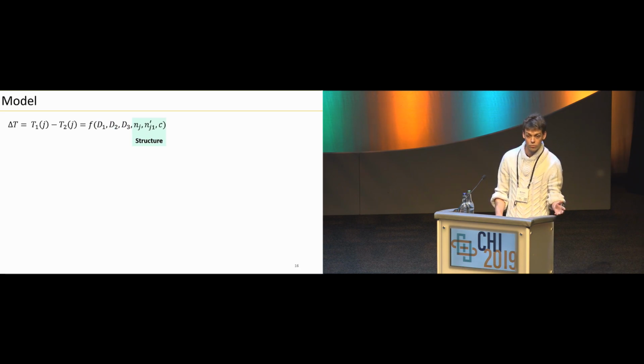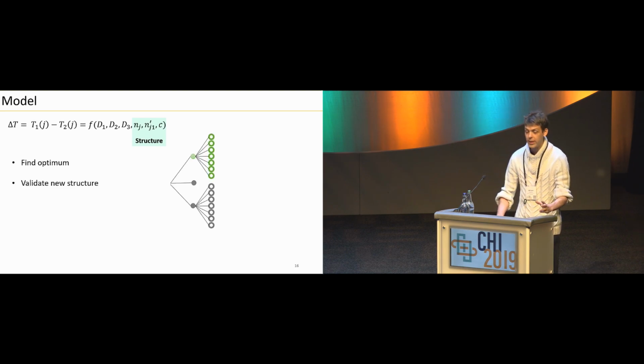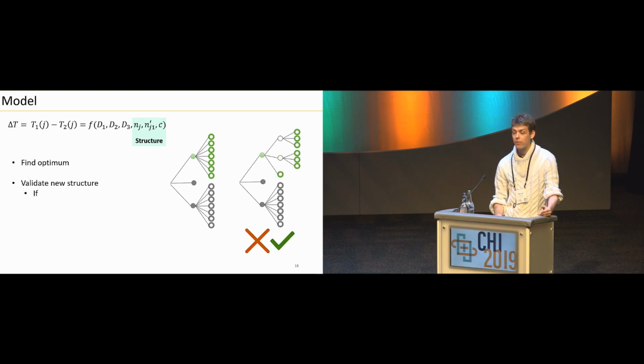I invite you to read the paper for the mathematical details, but what we can do is, of course, find the best solution. We can validate a new structure. The system could tell users if a modification will be more time efficient, and if not, when this would be the case. Because creating a hierarchy is flexible, users could revise their grouping if they want to.